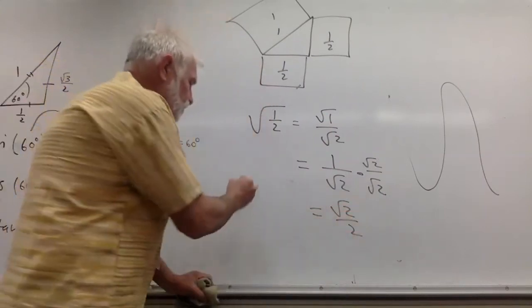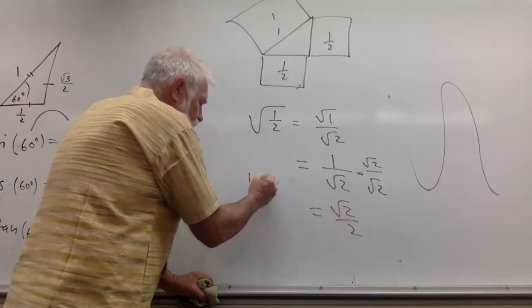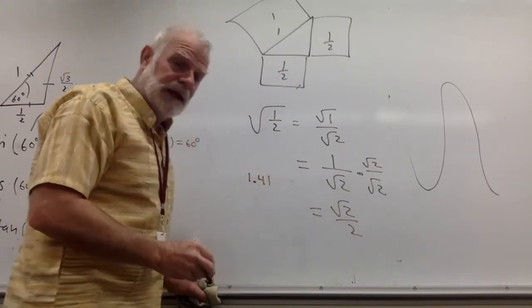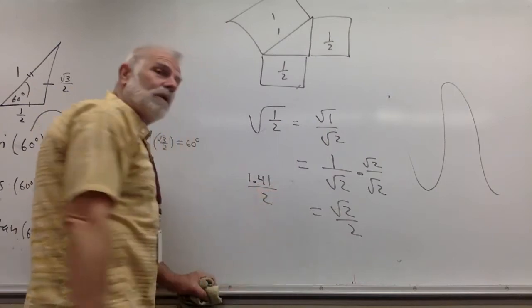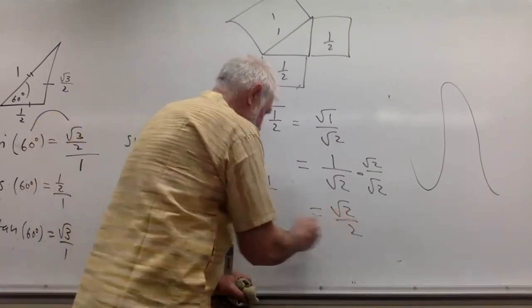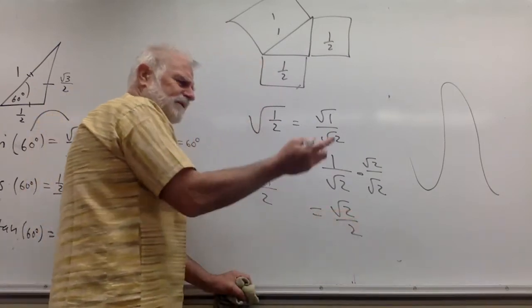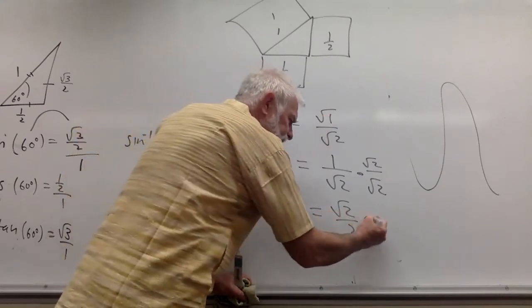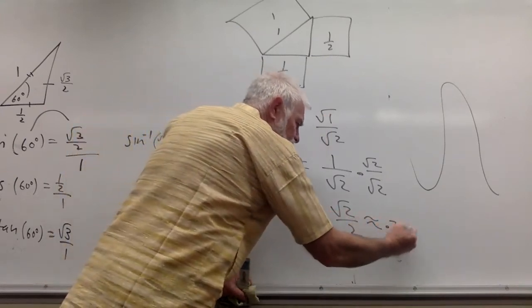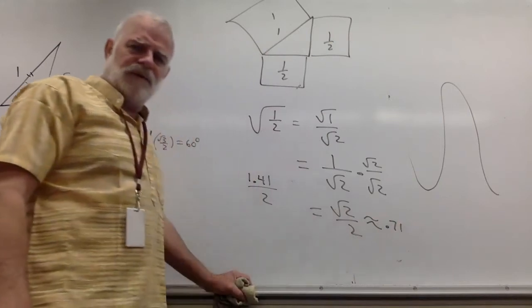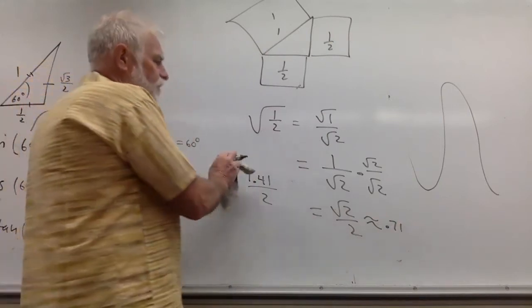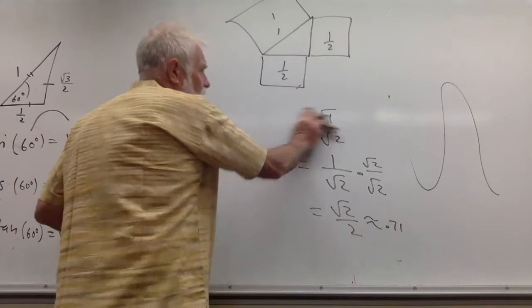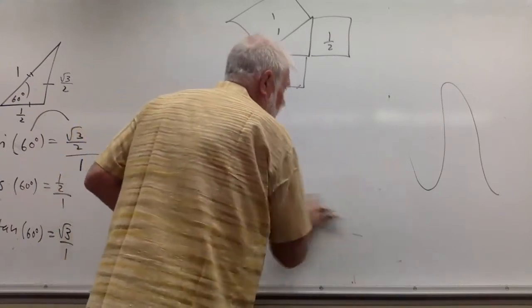Well, the square root of 2 is approximately 1.41. I want you to memorize that. And if you divide that by 2, this is approximately 0.705, I think. In my class, I say, hey, let's call this 0.71. 0.71. Okay?